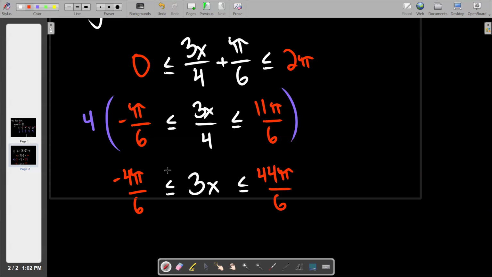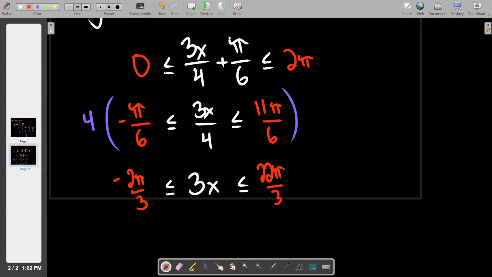if you'd like, while we're here, if you're comfortable, let's reduce now. So our negative 4 pi over 6 is actually negative 2 pi over 3. And then our 44 pi over 6 on the right is actually 22 pi over 3. What's the last thing we have to do? Yes, and remember the words from a half an hour ago, when you want to divide a fraction by 3, what do you actually do? You just multiply the bottom by 3.